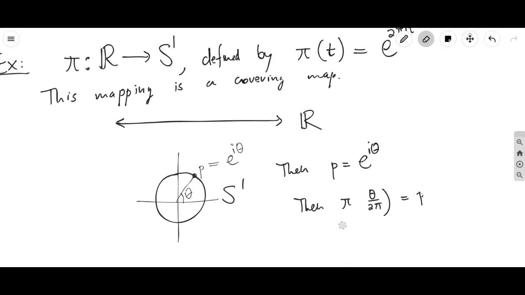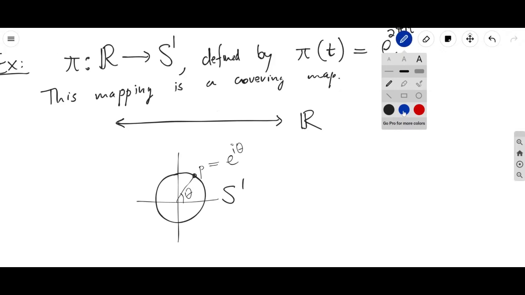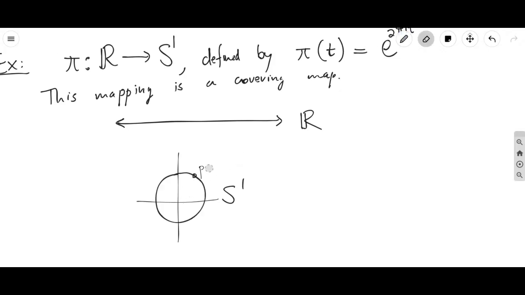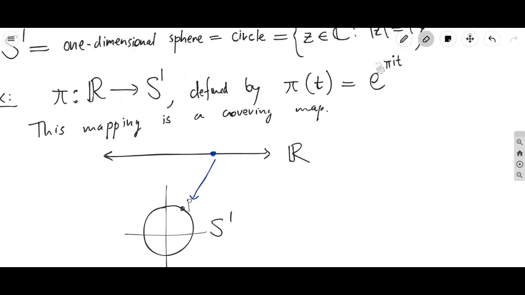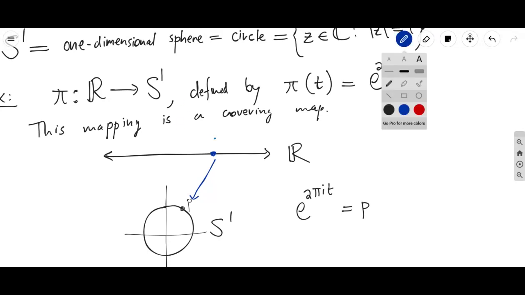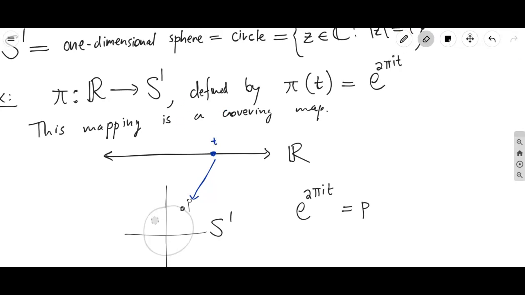Well, actually, you have lots of points that do that for you. That's just one point. So given a point, you can find something on the real line that maps to that point. But because this is a periodic function, let me show you what happens if you add 2 pi. Let's say e to the 2 pi i t is equal to p. So you found something, t, on the real line, and t is being mapped to this point p.